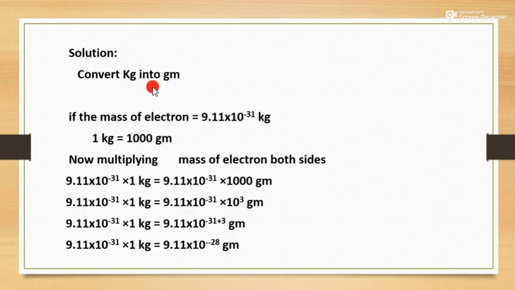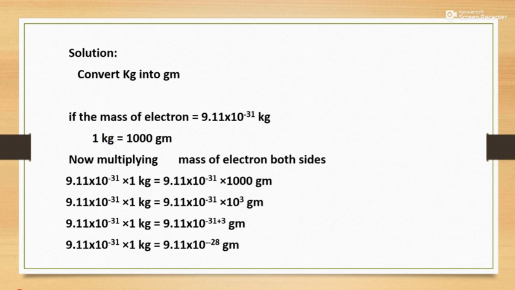First of all, convert kg into gram. The mass of electron is equal to 9.11 times 10 exponential minus 31 kg, and you know that 1 kg is equal to 1000 gram. You can open your book, page number 15, standard mass kilograms. You should keep in mind these conversions: 1 kilogram into gram, 1 centimeter into meter, 1 millimeter into meter. These steps are on page number 15.